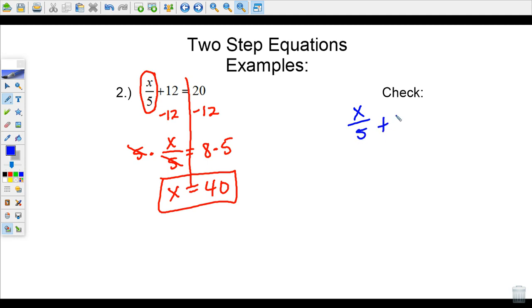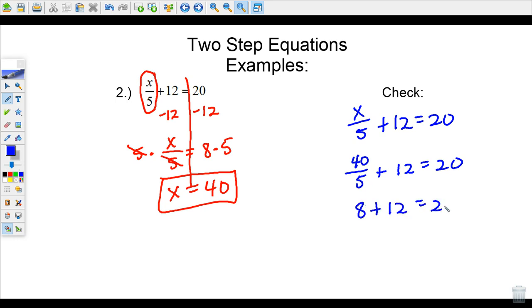Copy the original. Instead of x over 5, let's change it to 40, which was our solution, over 5 plus 12 equals 20. Again, I have to evaluate this, but I have to follow PEMDAS, order of operations. So divide first. 40 divided by 5 is 8. Copy everything else down. 8 plus 12, even though I can see that this is equal to 20, I always like to just write it underneath and drop the other side down so I can see right there on both sides of the equal sign that they're equal.